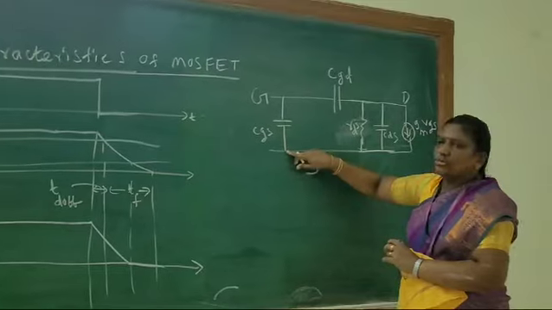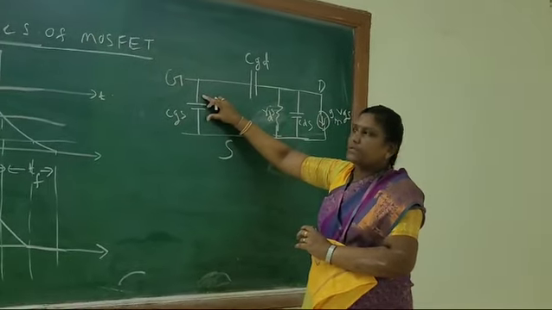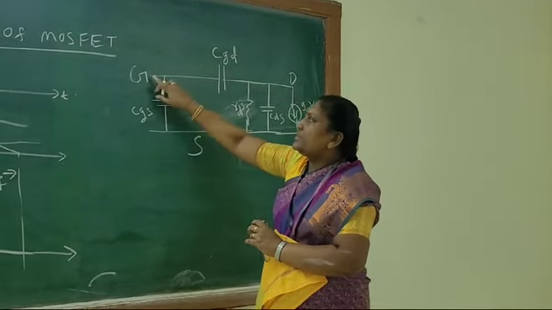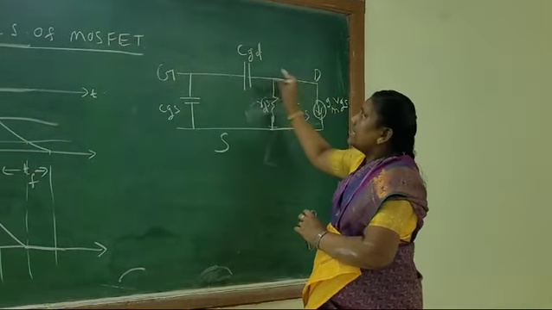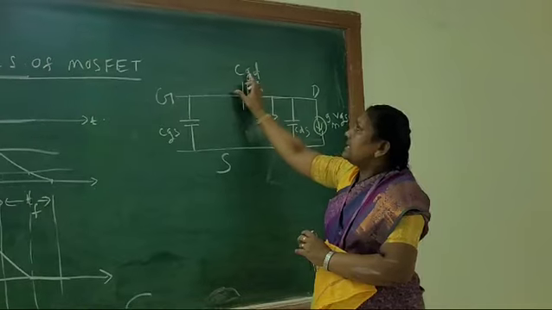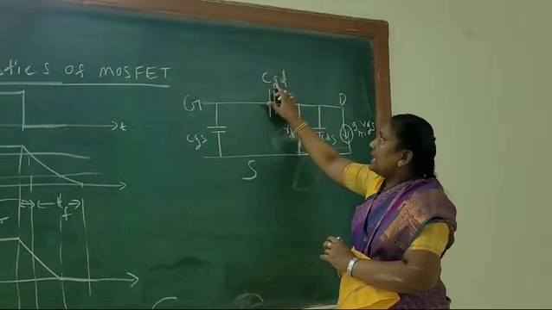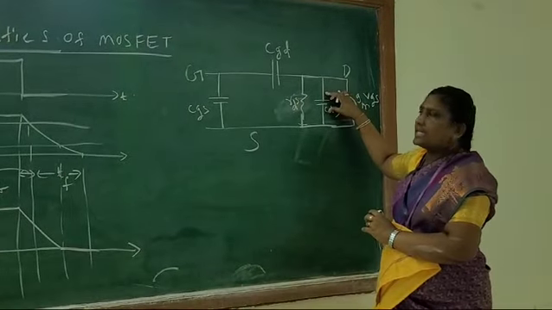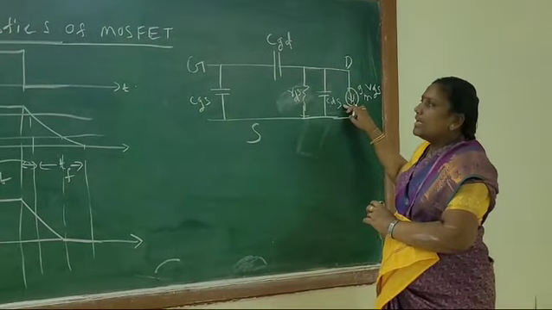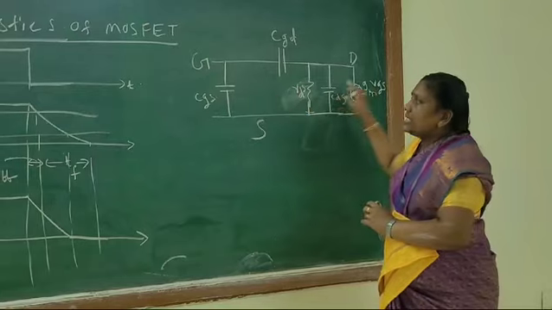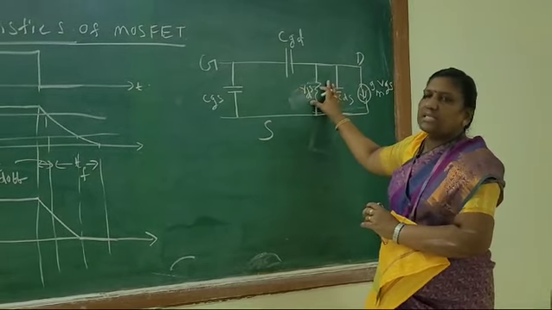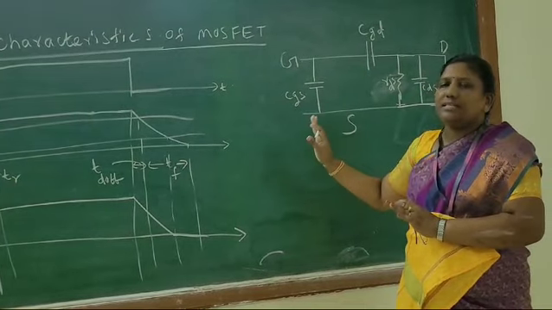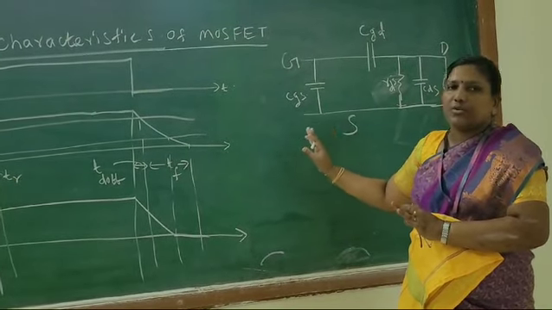Between gate and source there is a parasitic capacitance, internal capacitance CGS, and similarly between gate and drain there is a capacitance CGD. Similarly, between drain and source, there is a capacitance CDS. Due to this junction capacitance effect, there will be a delay during on time as well as off time.